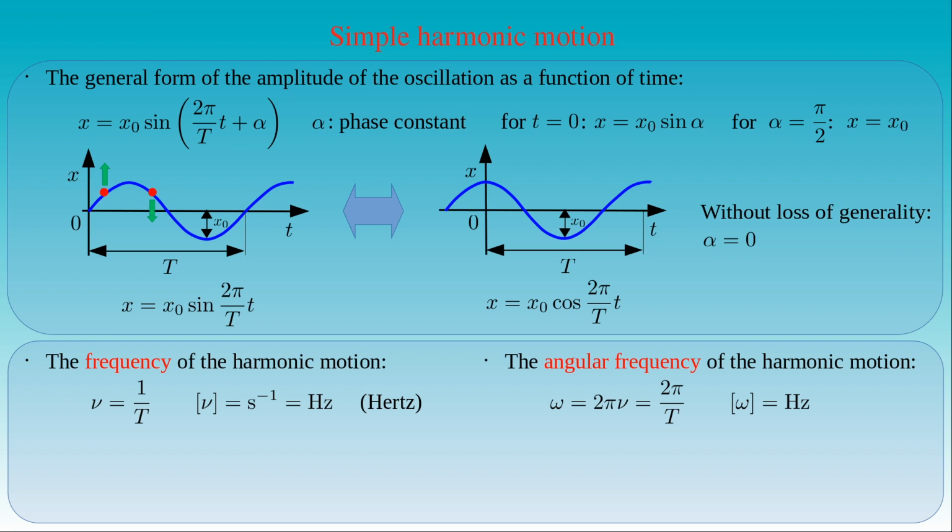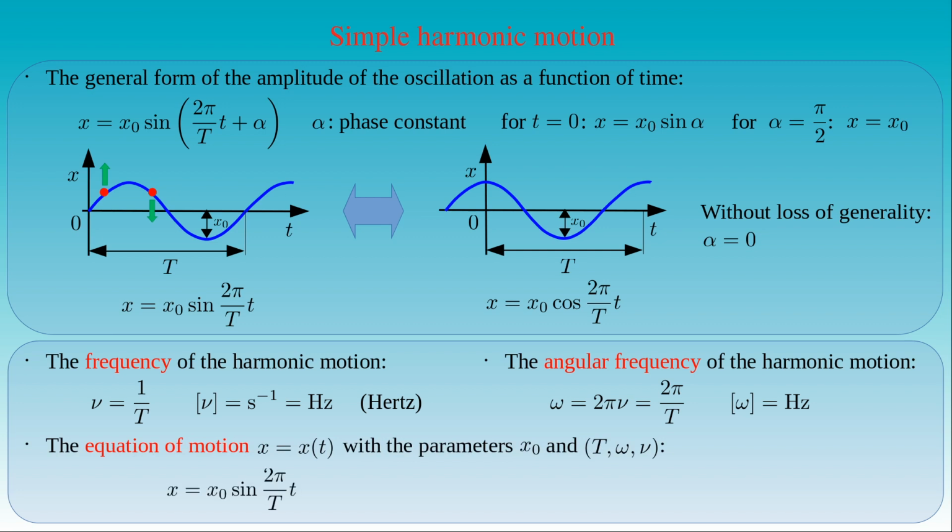The equation of motion of harmonic motion contains two parameters, its maximal amplitude x0 and its period T. Now we have two other quantities, the frequency nu and the angular frequency omega, to describe the periodicity of the oscillation. Depending on which of the parameters are used in the equation, we can write it in three different but equivalent forms. In the original form of the equation of motion we use the period T of the oscillation, where the amplitude x is equal to the maximal amplitude x0 times sine 2 pi divided by the period of the oscillation, times the time t.